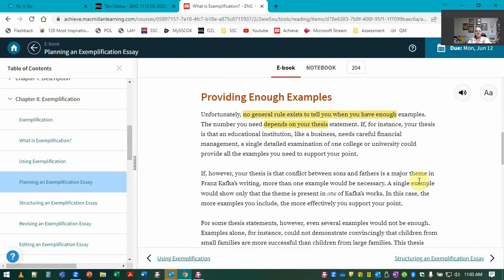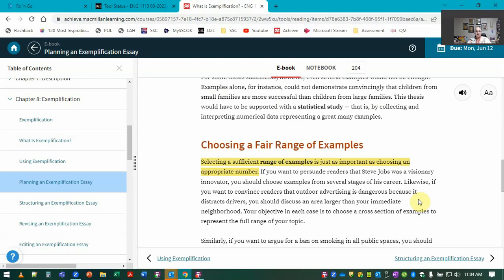Can you provide enough examples? So do you have enough breadth and depth, right? So this section is going to talk about, what is the rule of thumb? So like you said, there is no easy equation. Writing is messy, right? So I can't tell you, 2 examples is plenty, right? It depends on the topic, right? Sometimes one example is plenty to prove your point. Sometimes you need multiple examples to prove your point. It just depends on the kind of point that you're making.